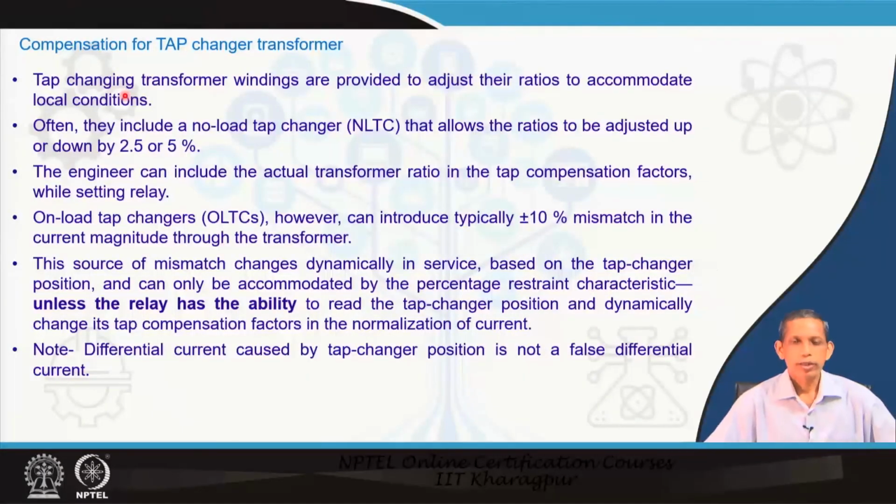Now, we have the tap changing transformer, and that creates a problem in this perspective also, as it may lead to unwanted false current in the differential branch. Tap changing transformer is a common thing in high voltage system applications. There are two options in tap changing transformer, one is the no load tap changer, which goes as high as 5% tap changing to change the voltage, generally provided in the high voltage side.